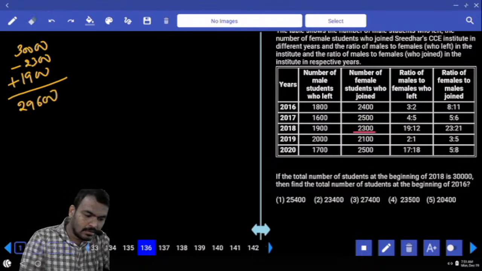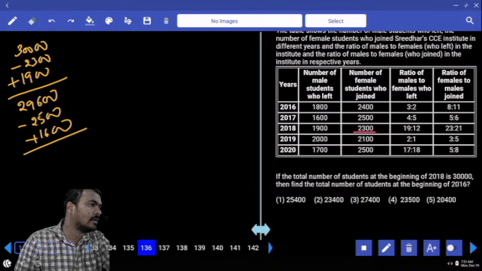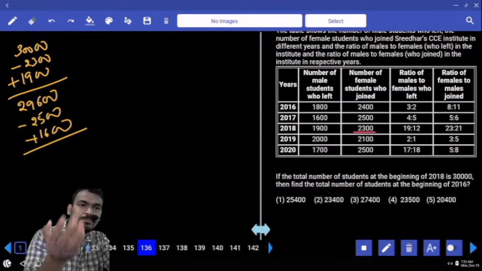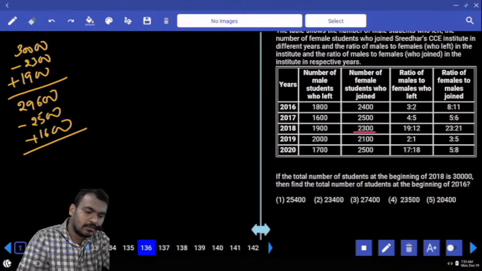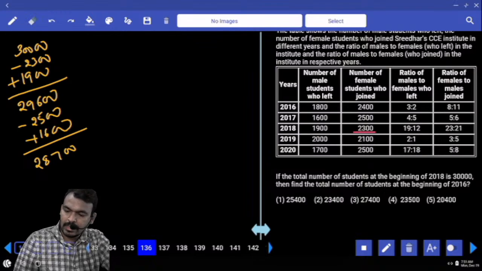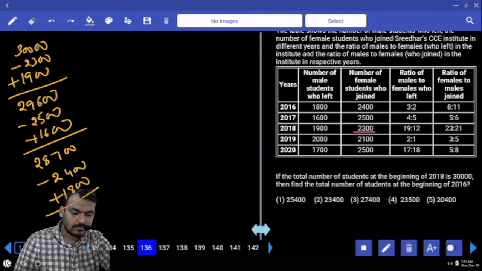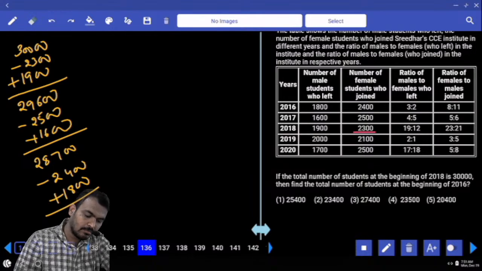29,600. Again, minus 2,500 plus 1,600 minus 900. Minus 900, subtracting or adding? Subtracting means it is 28,700. Okay, again minus 2,400 plus how much value? 1,800. Okay, 28,000 minus 2,400 plus 1,800 minus 600. What is the remaining? 28,100.